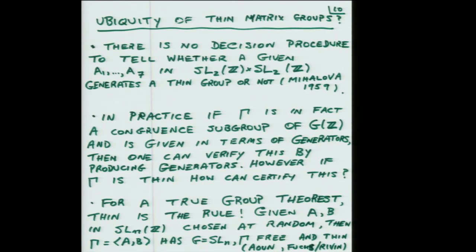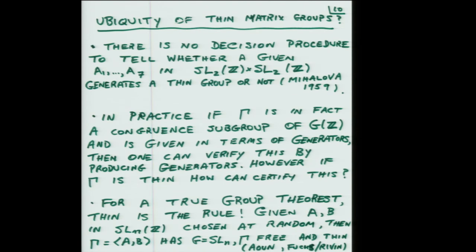Watch. I don't quite know the answer, but let me frighten you as we go along. A true group theorist would say you choose your generators at random. So if you take SL2(Z) and take A and B at random, you will get a thin group. So the random group is thin, and this is a theorem of Aoun and Fuchs and Rivin. So the random subgroup, you take A and B at random in any sense you want, will be both free and thin. So that's this theorem.